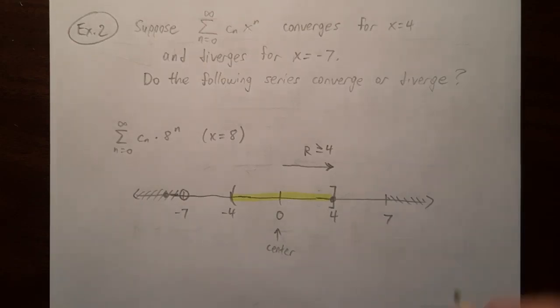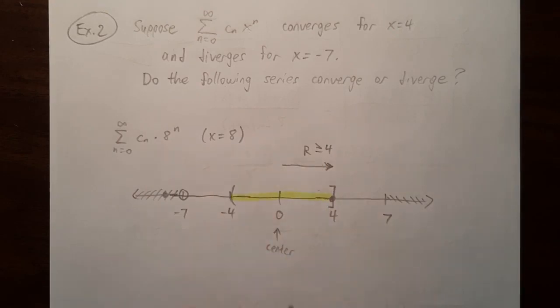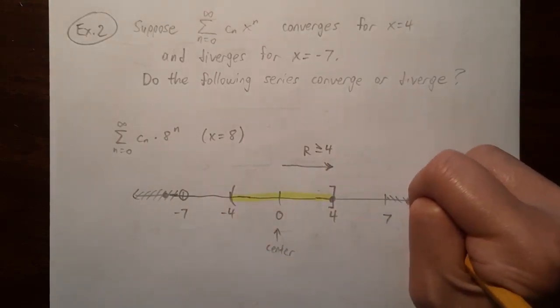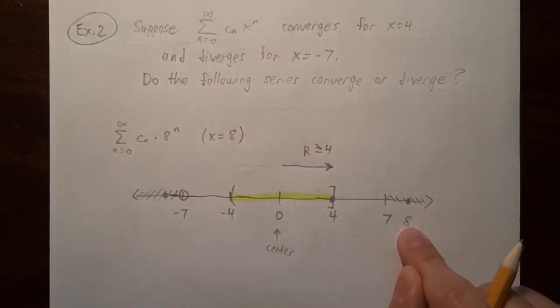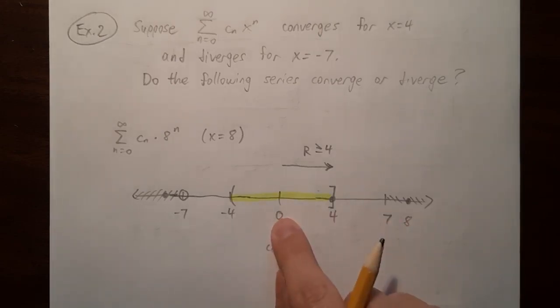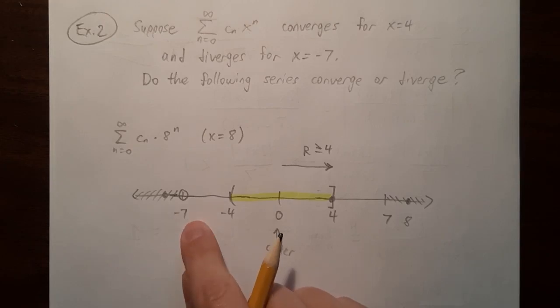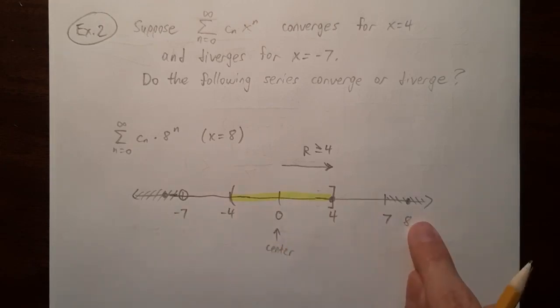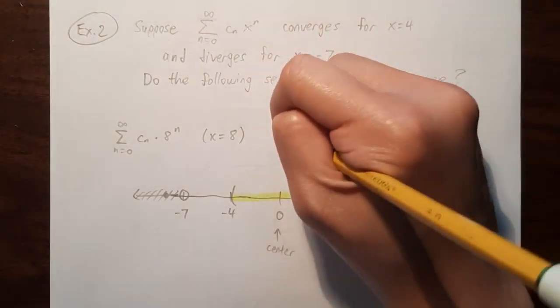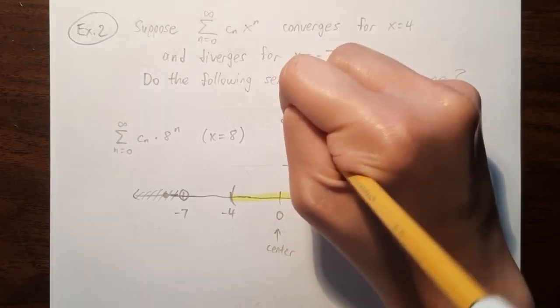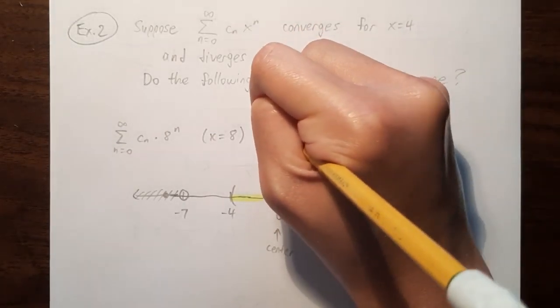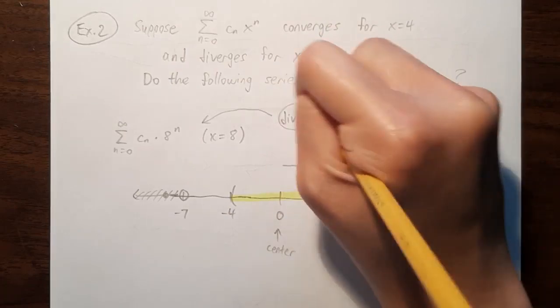So that also includes then the point in question in this case. So x equals 8, that lines up over here. That is a point that is further away from 0, the center point, than -7 is. And since -7 is already divergent, that means 8 also must diverge. So without even knowing anything else about the coefficients of the series, we know this series has to diverge.